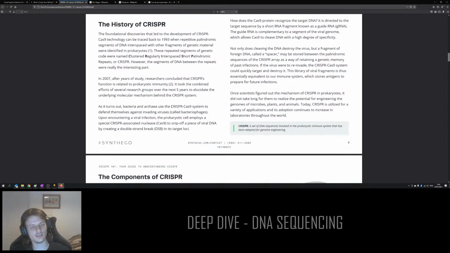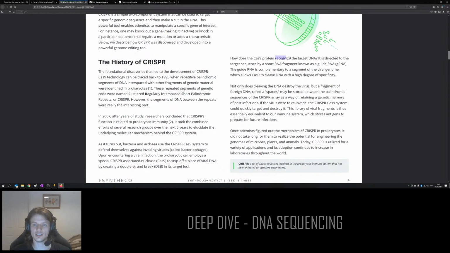As it turns out, bacteria and archaea use the CRISPR-Cas9 system to defend themselves against invading viruses called bacteriophages. Upon encountering a viral infection, the prokaryotic cell employs a special CRISPR-associated nuclease, Cas9, to snip off a piece of viral DNA by creating a double-strand break in its target loci.